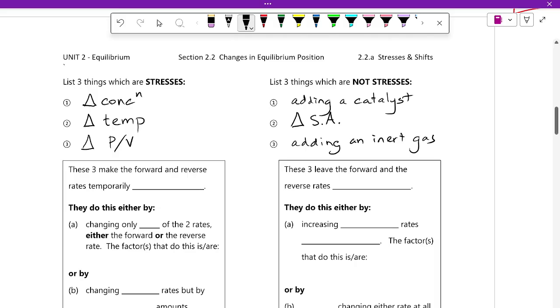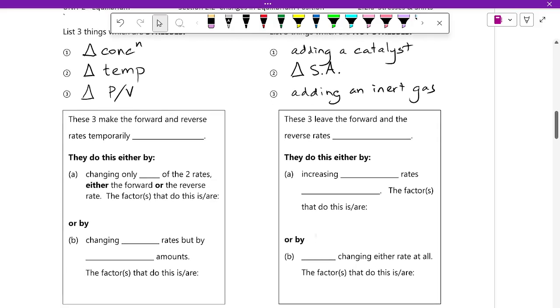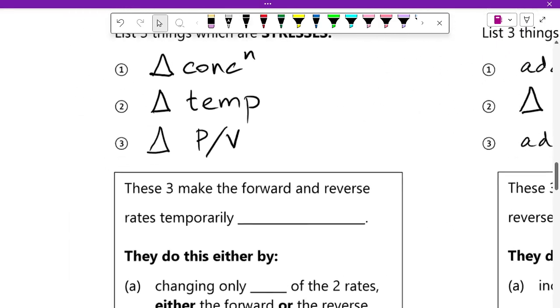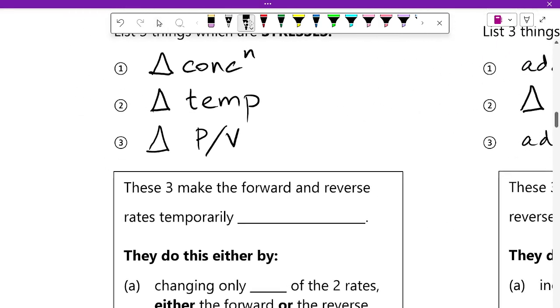Okay, so things that are stresses: concentration, temperature, volume, pressure. Things that are not stresses: catalyst, surface area, adding an inert gas. So concentration, temperature, and pressure, volume, they make the forward and reverse rates temporarily what? What would make it shift? Unbalanced, yes, unequal. Unbalanced would also work, okay?